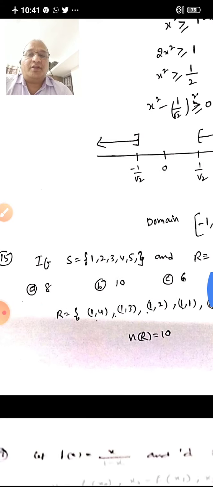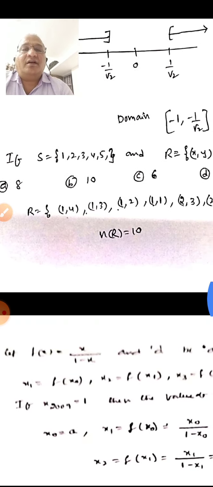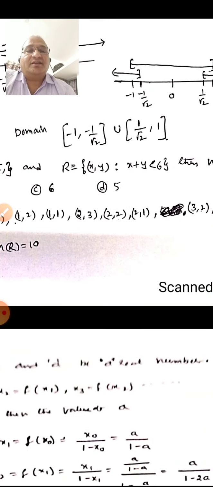Now come to relations. Here is a very simple problem, the 15th problem. A set is given with 5 elements: 1 comma 2 comma 3 comma 4 comma 5, and the relation is given as x plus y is less than 6.